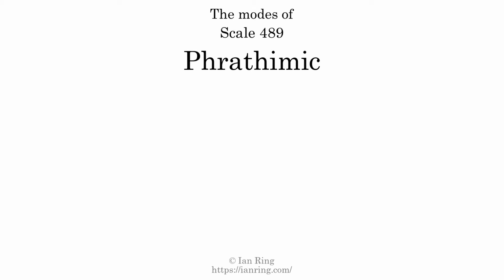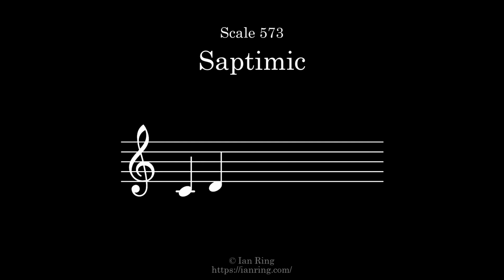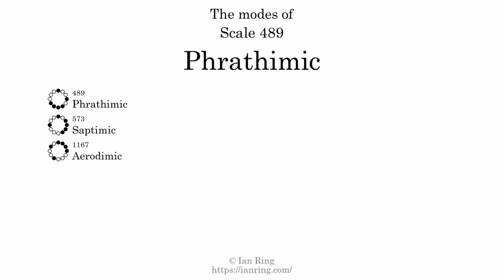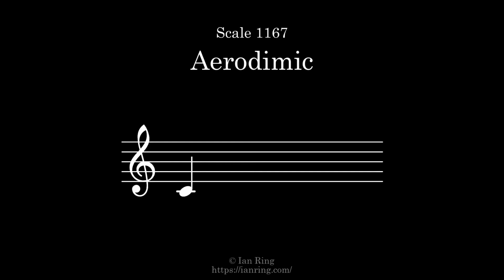This scale has 6 modes. The first mode is itself. The second mode is scale 573, also known as Phrathimic. It sounds like this. The third mode is scale 1167, also known as Heteromorphisms. It sounds like this.